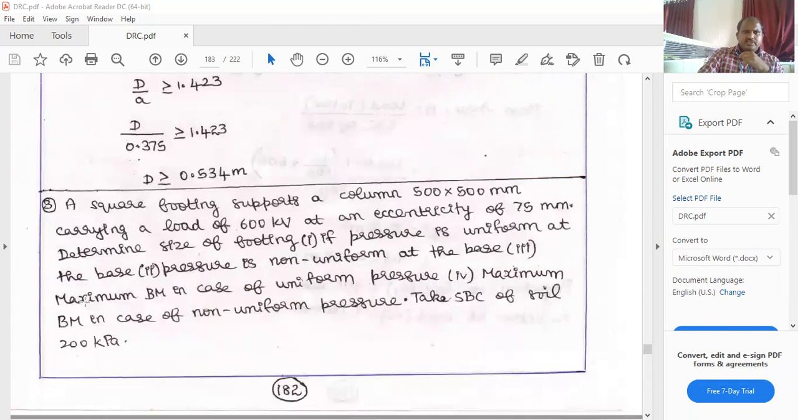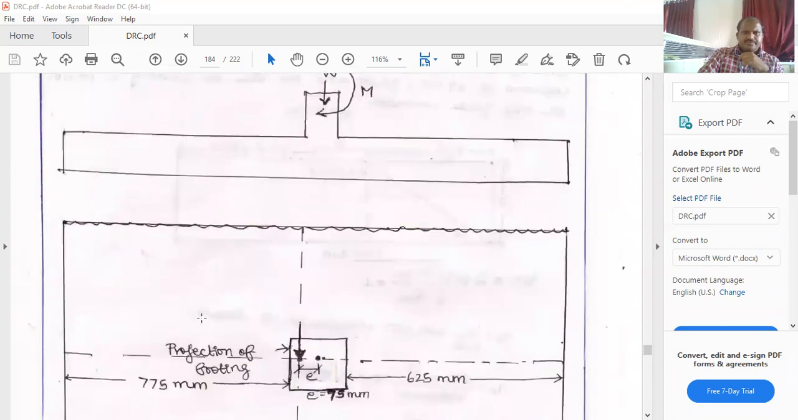And next problem is a square footing supports a column 500 mm by 500 mm carrying a load of 600 kilonewton at an eccentricity of 75 mm. Determine the size of the footing. First one, if pressure is uniform at the base, and second one is pressure is not uniform at the base. Third condition is maximum bending moment in the case of uniform pressure, and fourth one is maximum bending moment in the case of not uniform pressure. Take SBC of the soil as 200 kilopascal.